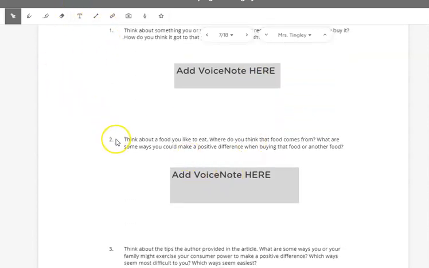If you choose number 2, think about a food you like to eat. Where do you think that food comes from? What are some ways you could make a positive difference by buying that food or another food?